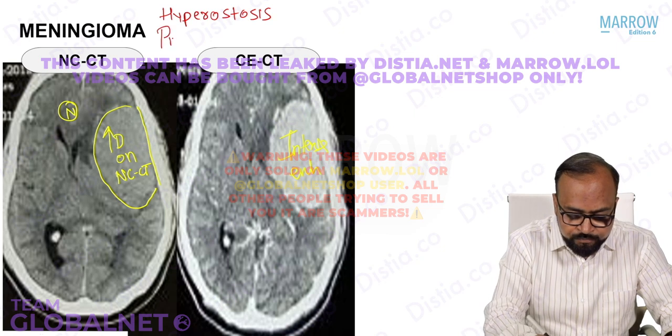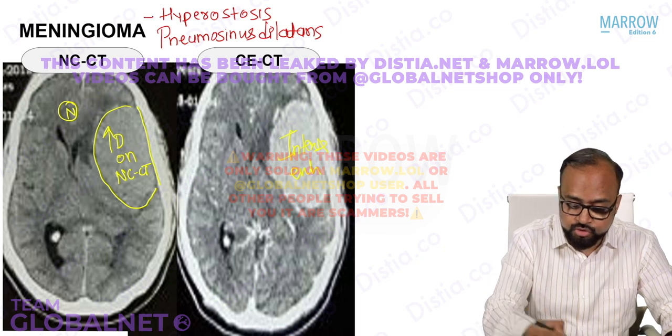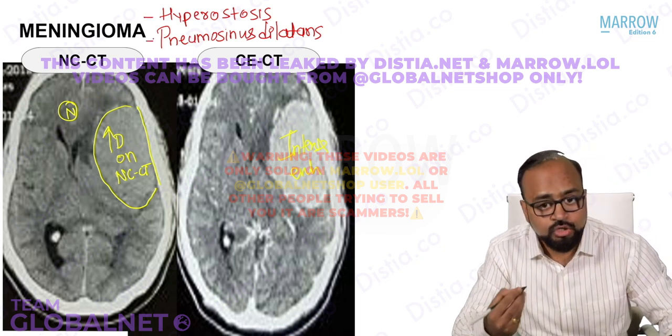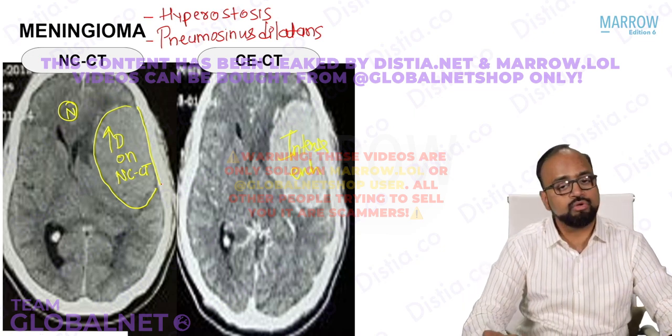This is given a name. This is called as pneumosinus dilatans. Pneumosinus dilatans. So it is associated with hyperostosis of bone, pneumosinus dilatans. And here we have seen that it is appearing hyperdense on non-contrast CT.